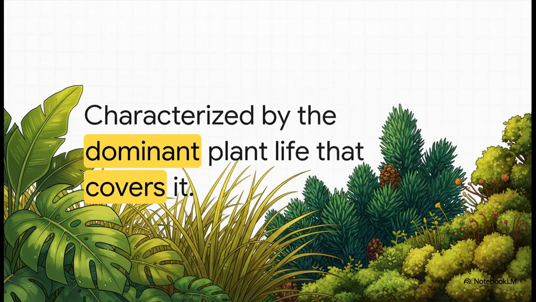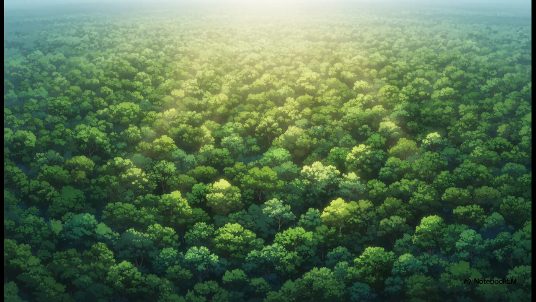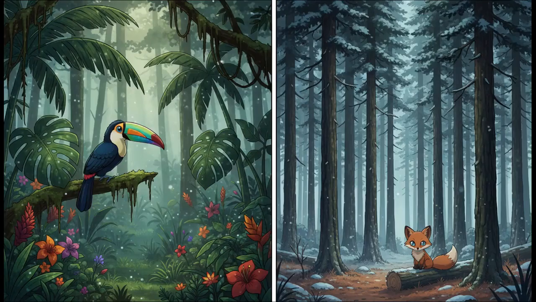Okay, part 3. This group isn't defined by rock or water, but by what's growing there, plant life. And the most obvious one is forest landscapes. These are just areas dominated by a whole lot of trees. And that includes everything from tropical rainforests to the huge boreal forests you find way up north.